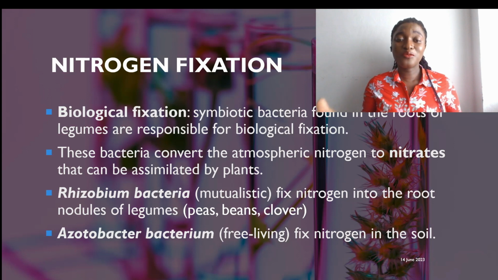Examples of legumes include peas, beans, clover. Now, these bacteria live in the root nodules of legumes. So you can call it a symbiotic association. It's mutualistic in nature. It's a mutual relationship. When you talk about a mutual relationship, you are looking at one in which both organisms are benefiting.